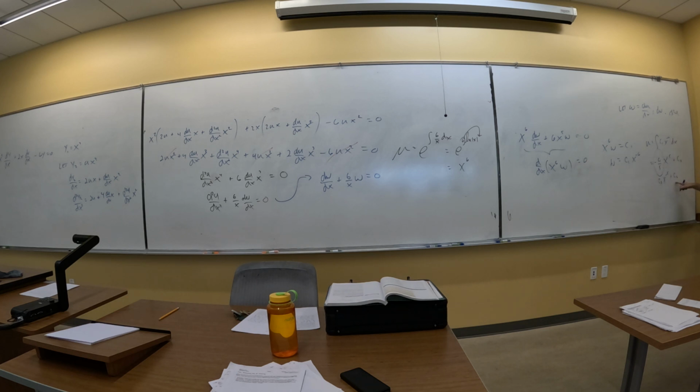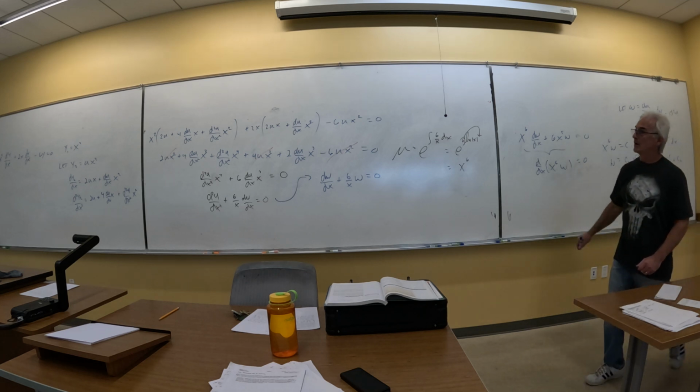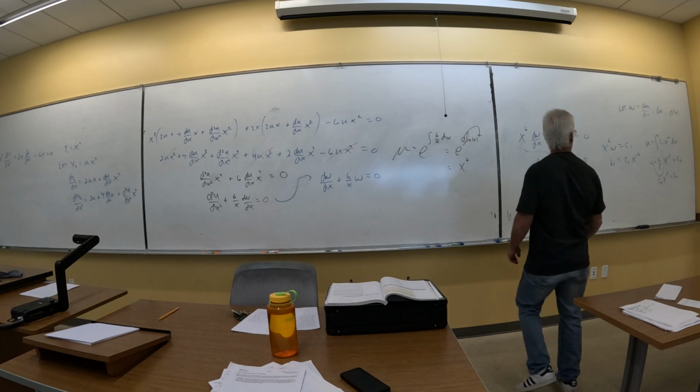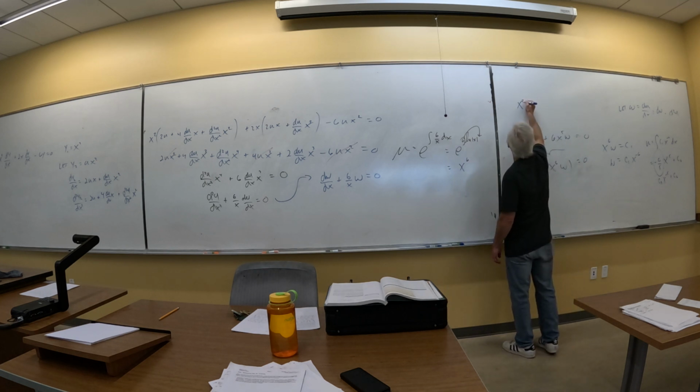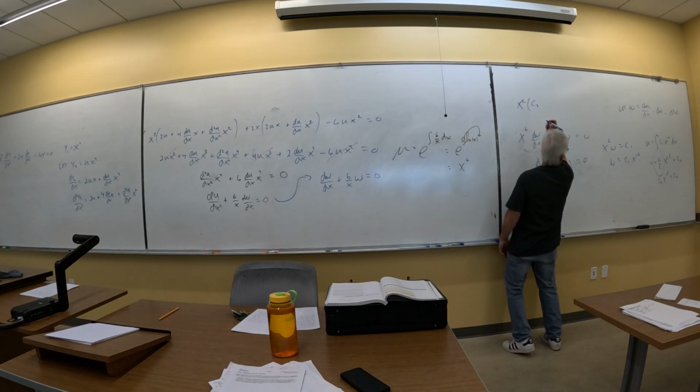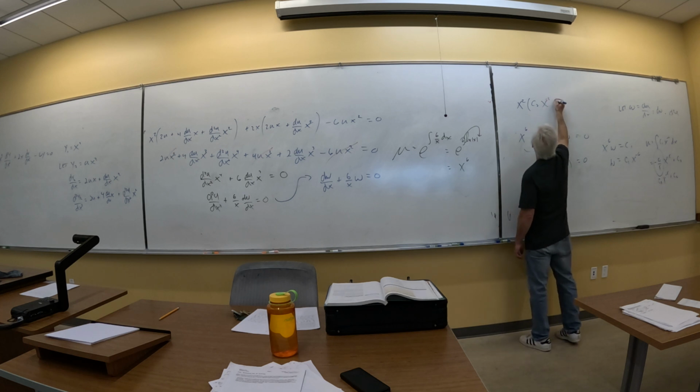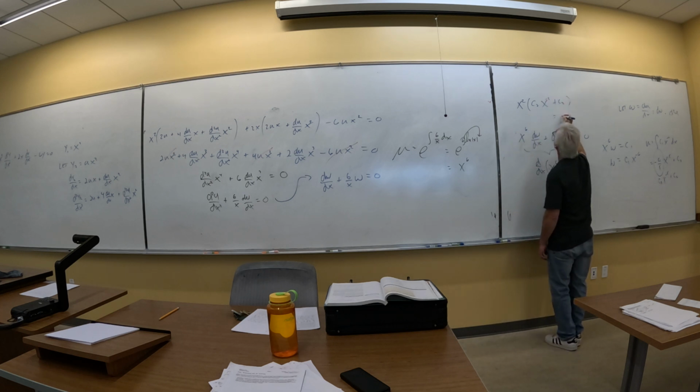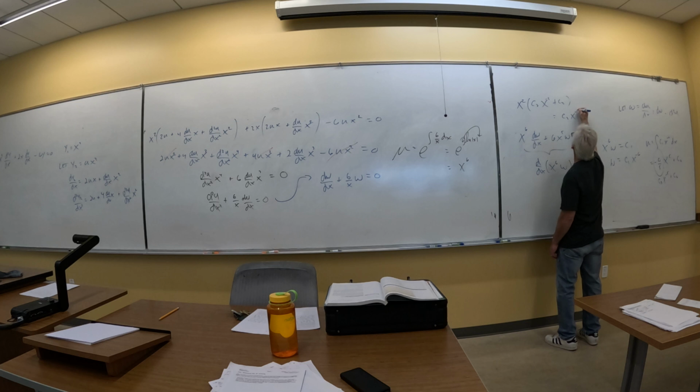So I've got this. I have one step left. Multiply it by x squared. I'm running out of room here. So if I take x squared and I multiply it by c3 x to the negative fifth plus c2, I get c3 x to the negative third plus c2 x squared.